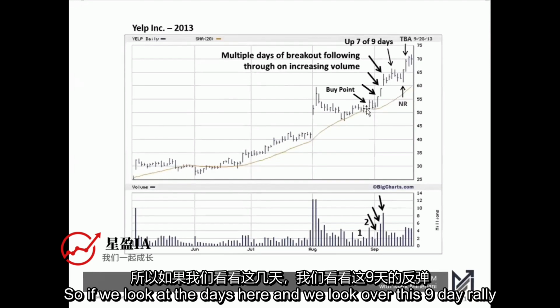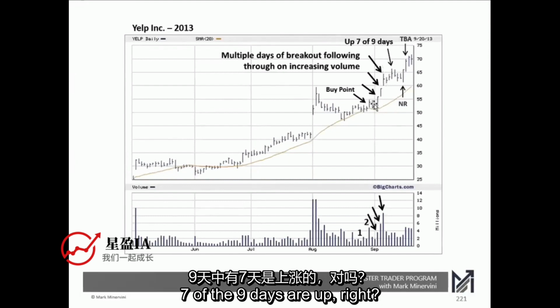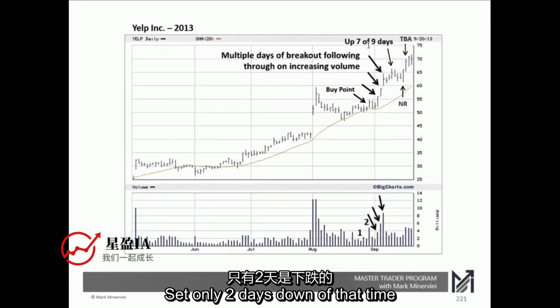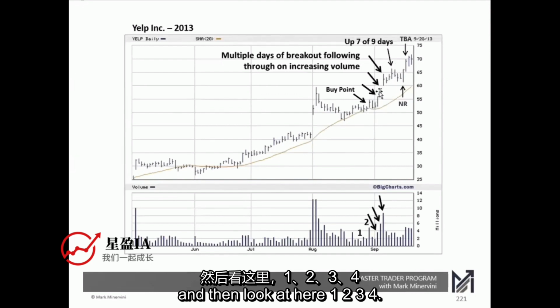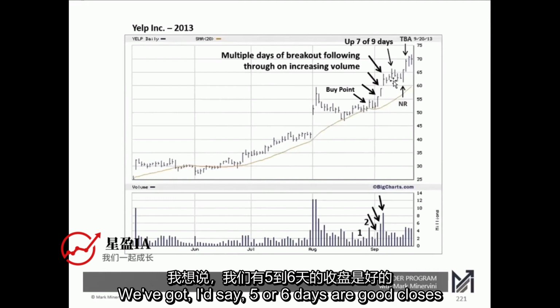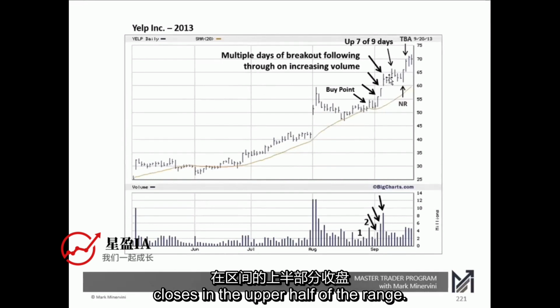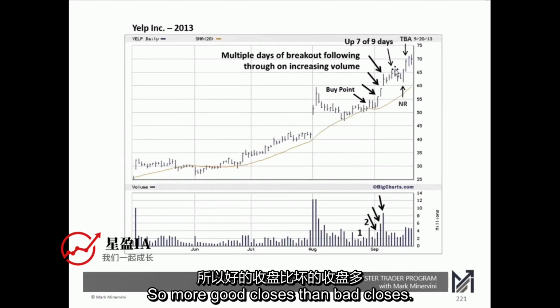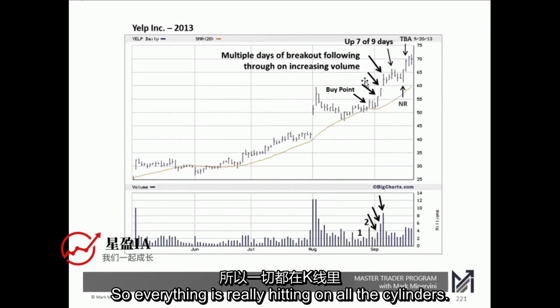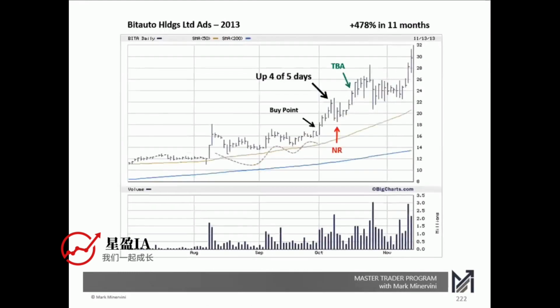So if we look at the days here and we look over this 9-day rally, 7 of the 9 days are up. Right? So only 2 days down out of that time. And then look at here, 1, 2, 3, 4. We've got, I'd say 5 or 6 days are good closes in the upper half of the range. So more good closes than bad closes. So everything is really hitting on all the cylinders here. Let me show you another example.